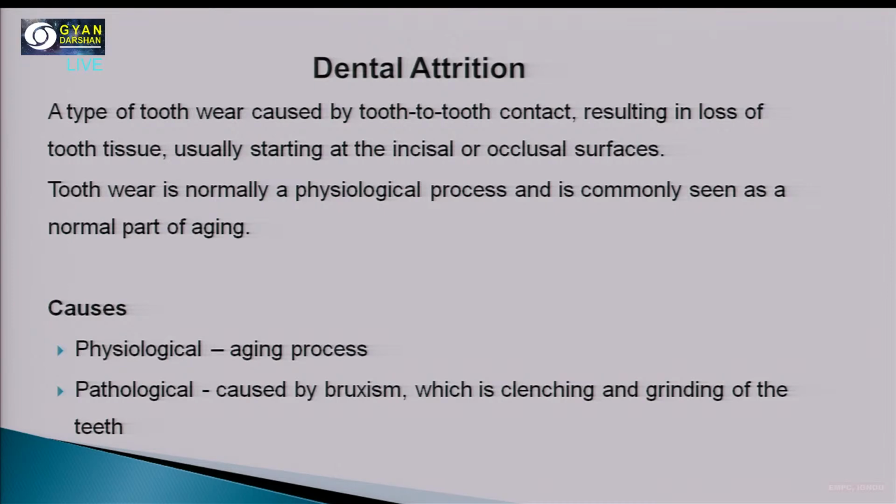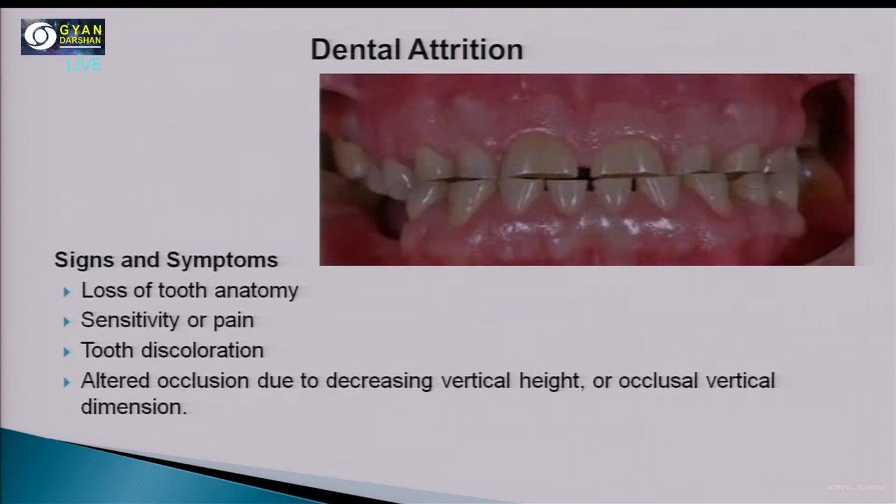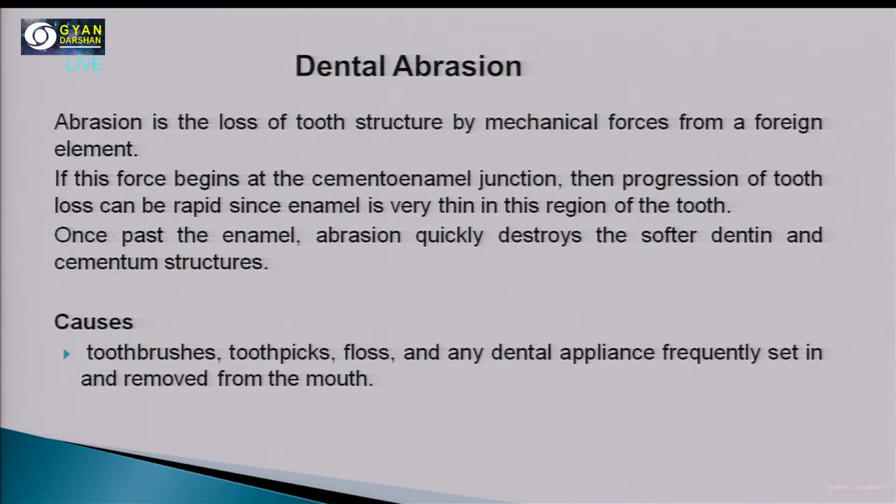What is bruxism? It is a habit where some people clench or grind their teeth, which causes attrition. Now this is a figure which shows how the teeth have got attritioned. Their height has decreased, and probably this patient is a bruxer, that is he is either grinding or clenching his teeth. So there is a loss of tooth anatomy, and the patient may complain of pain or sensitivity. There might be tooth discoloration, and because of the loss of tooth anatomy, there is also altered occlusion as the height has decreased.